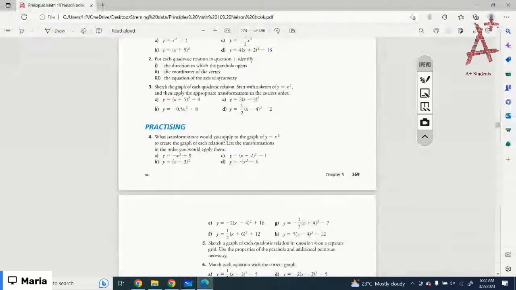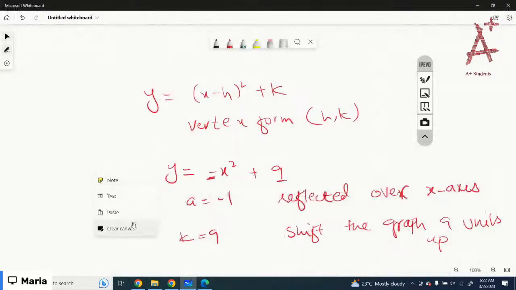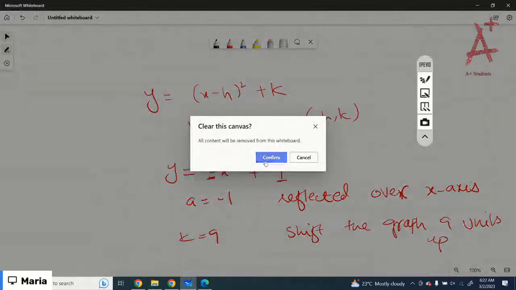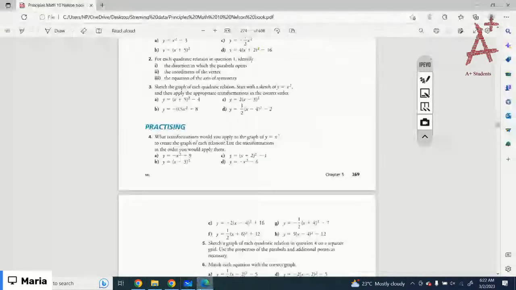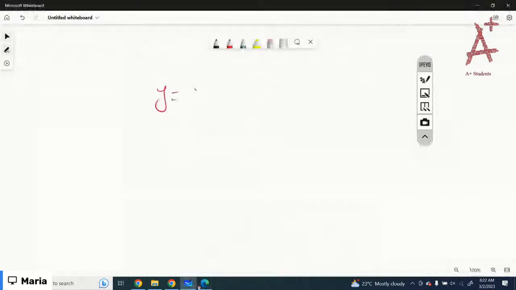Okay, let's just do another example. Let's do h. Got it? Let me write down the equation: y equals 5 times (x minus 4) whole square minus 12. Okay, we need to see what transformations are applied on the graph.